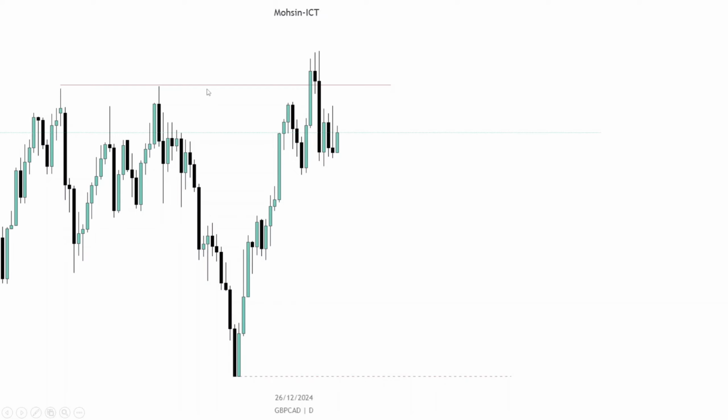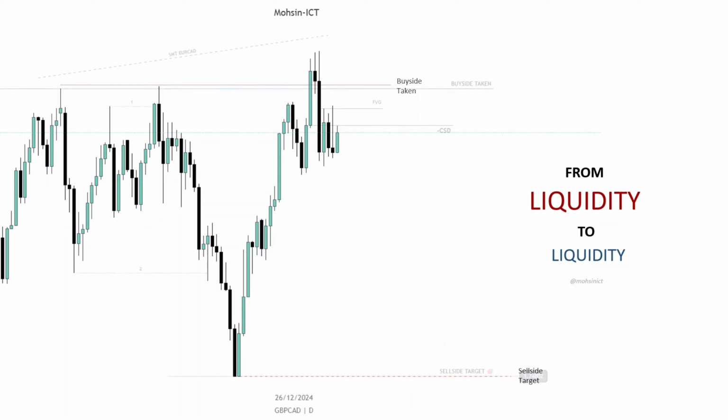We are going from buy side liquidity to sell side liquidity. I want you to recall we go from liquidity to liquidity. And in this case, we have taken the buy side liquidity and are targeting the sell side liquidity. Now let's add some more lipstick and make it a more professional analysis type of chart.